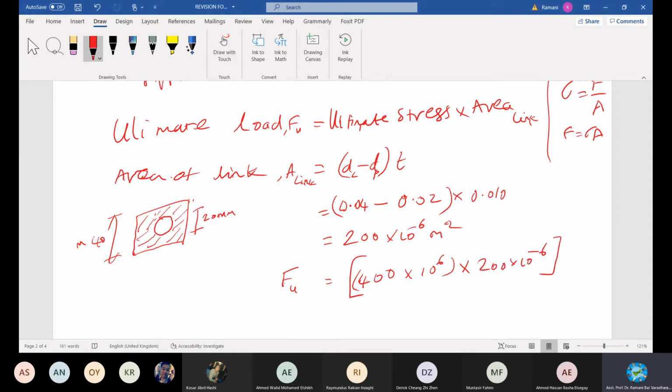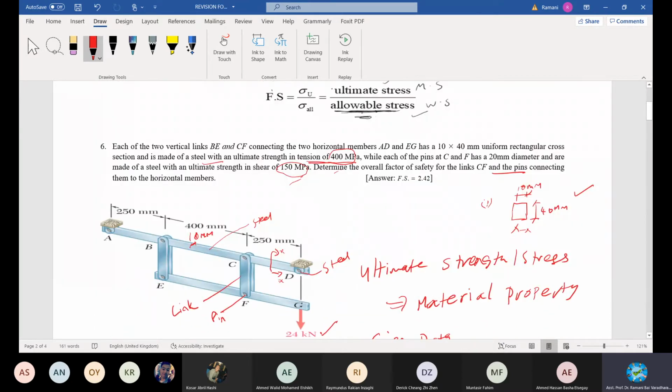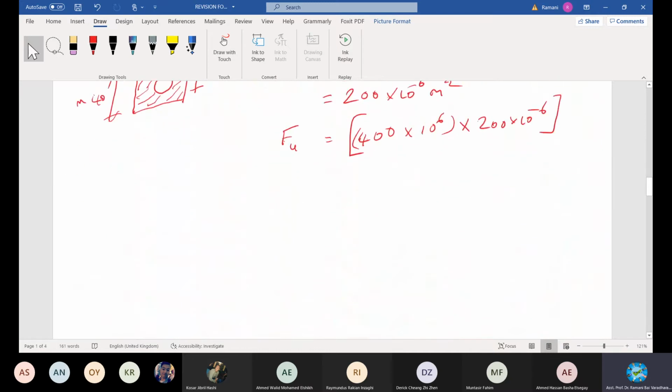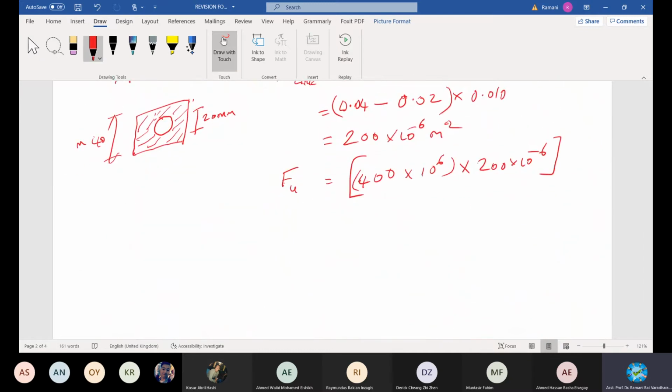Because we are asked to find out the factor of safety for the whole system, how is the overall factor of safety? The response here is due to this link and this link, right? But you are asked to calculate at this point. Hence, you need to multiply by 2. 2 links are acting at this point. Is the response or reaction due to the 2 links? Because they are double links, you have to multiply by 2. What is the answer here?